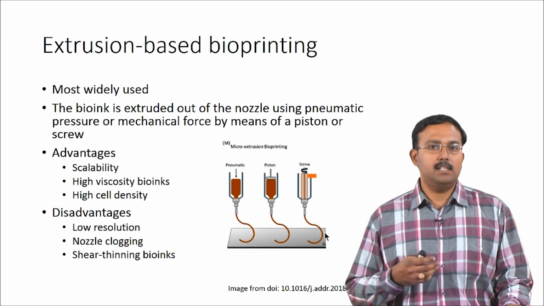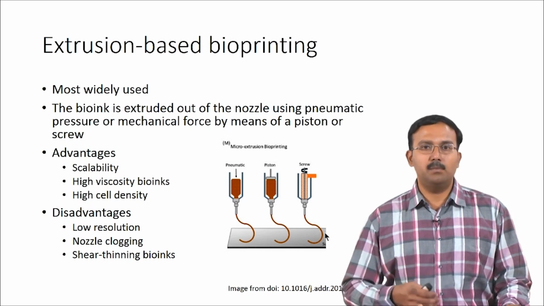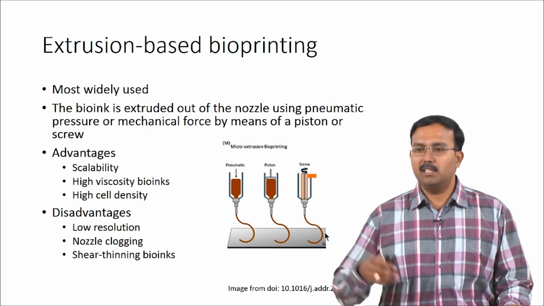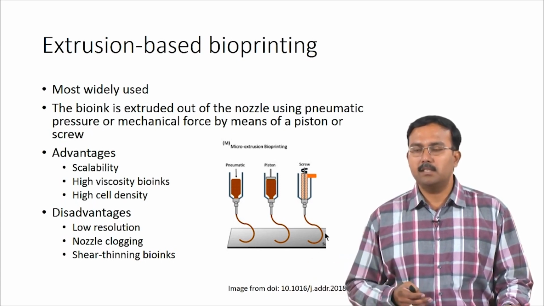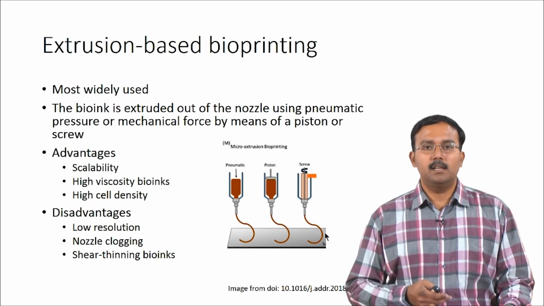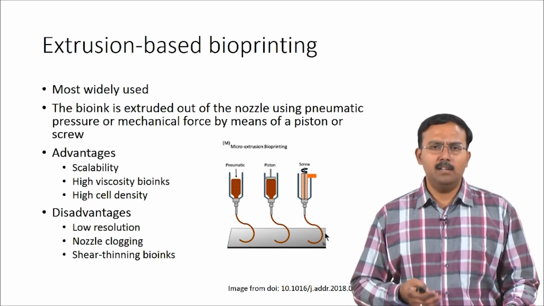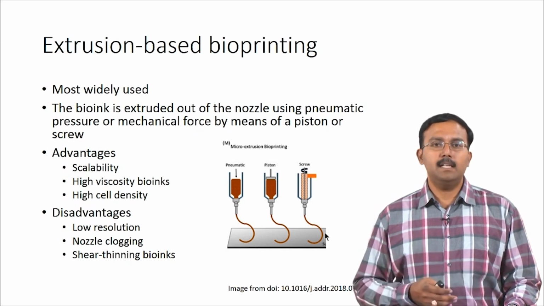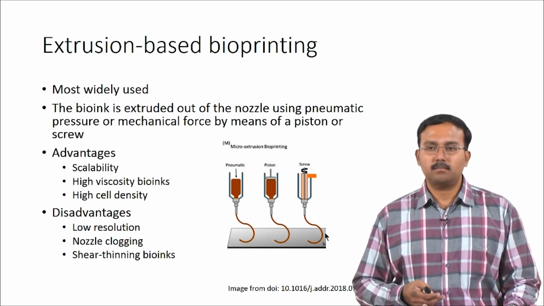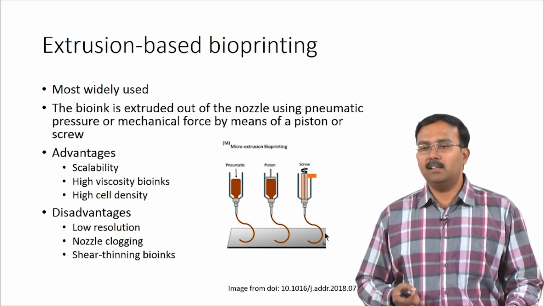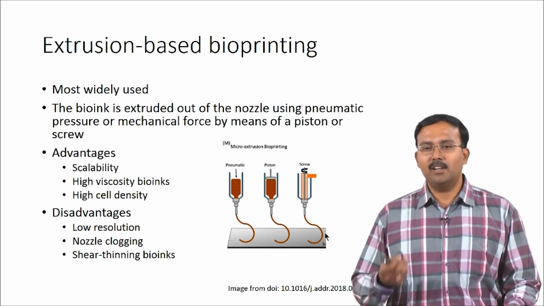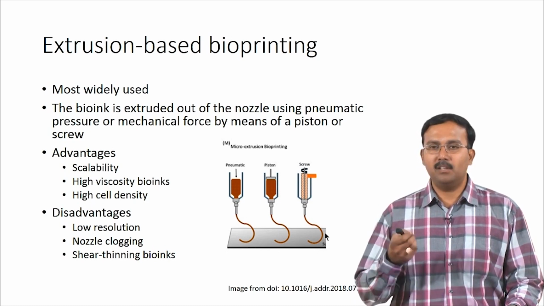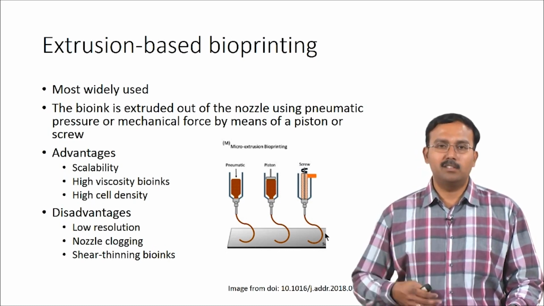So, the advantage is that it is a very scalable process. That is why it has become widely used, and it is actually one of the more commonly used technologies in commercial 3D printers, 3D bioprinters. And this can use highly viscous bio inks, which means you can use high cell densities. The disadvantage is it has very low resolution. If you go with very thin nozzles, then your clogging is going to become very rampant. So, you would want to use something of a certain diameter to avoid nozzle clogging.